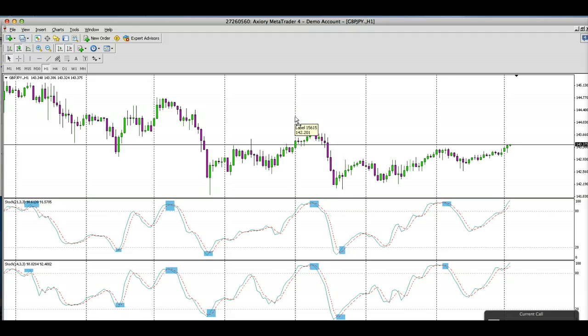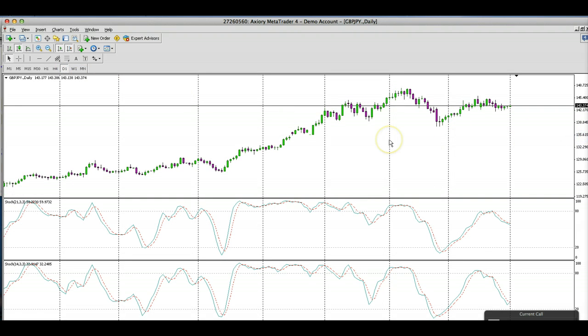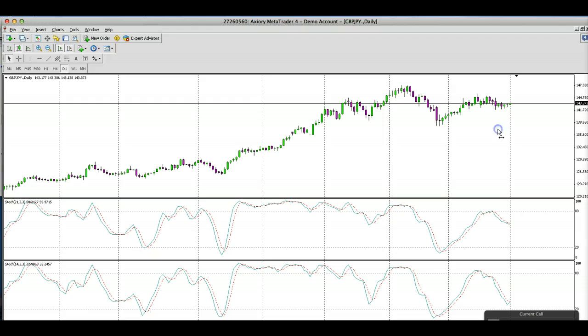So we're looking at the pound yen. The first thing I do is go to the daily chart. Looking at the daily chart, I notice that we're in an uptrend. Okay, how do I know that?